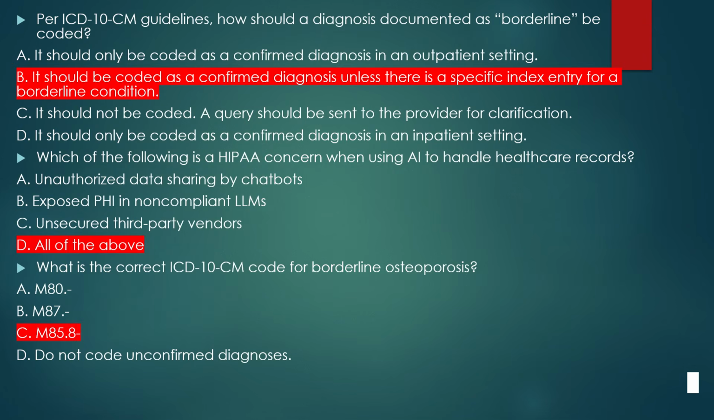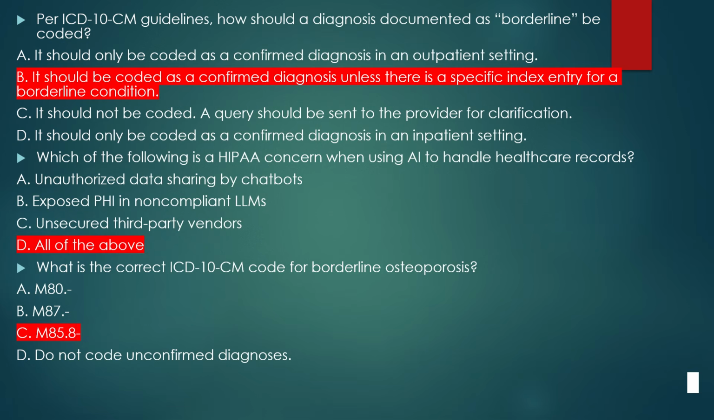Per ICD-10 guidelines, how should a diagnosis documented as borderline be coded? A. It should only be coded as a confirmed diagnosis in an outpatient setting. B. It should be coded as a confirmed diagnosis unless there is a specific index entry for a borderline condition. C. It should not be coded. A query should be sent to the provider for clarification. D. It should only be coded as a confirmed diagnosis in an inpatient setting.